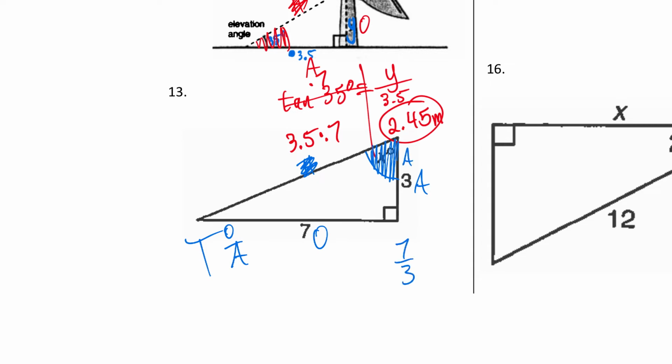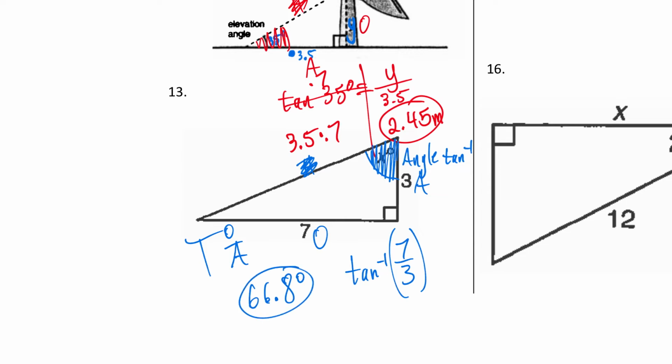Now remember, since I'm looking for the angle here, I'm going to use the tan inverse function. So I'm going to go tan inverse of 7 over 3. I'm just going to type that in my calculator, tan inverse of 7/3. That tells me that that angle is 66.8 degrees.